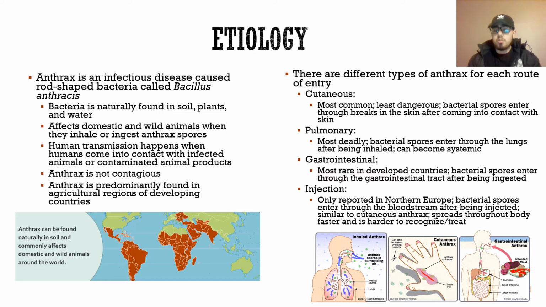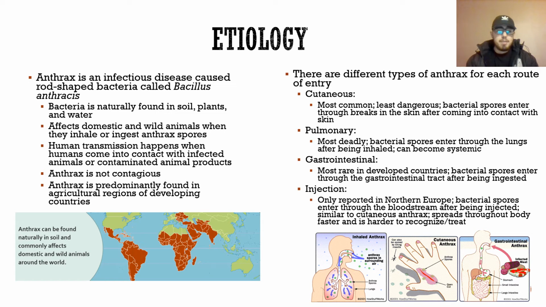Injection is the most rare. It's only reported in Northern Europe, usually amongst drug addicts who inject heroin or any other drug into their veins. It enters directly into the bloodstream, and it's similar to cutaneous anthrax. The only difference is it spreads throughout the body faster and it's harder to recognize and treat.